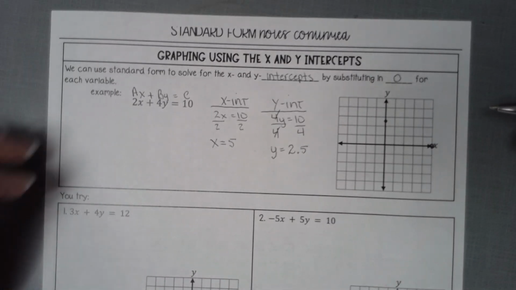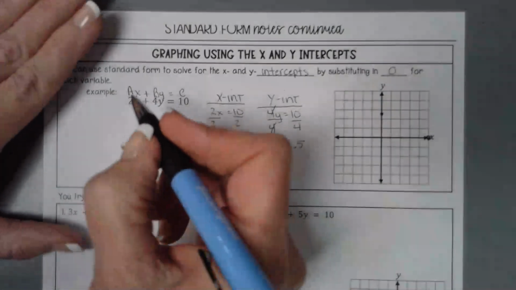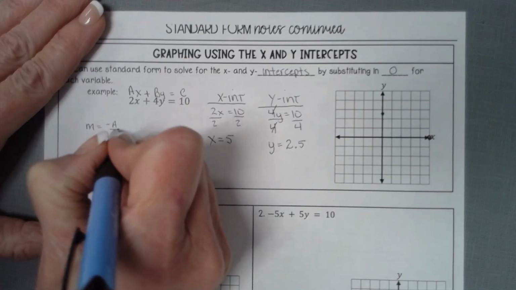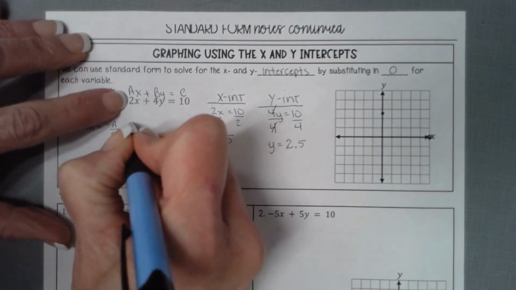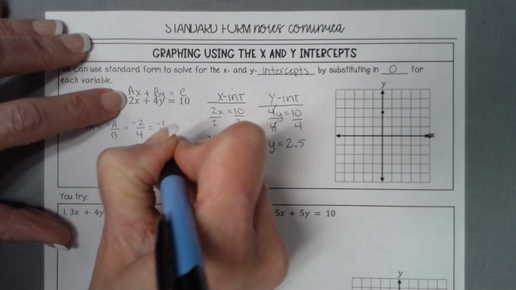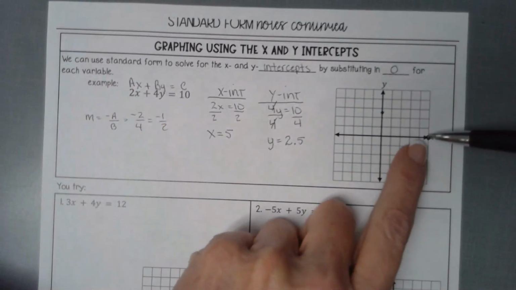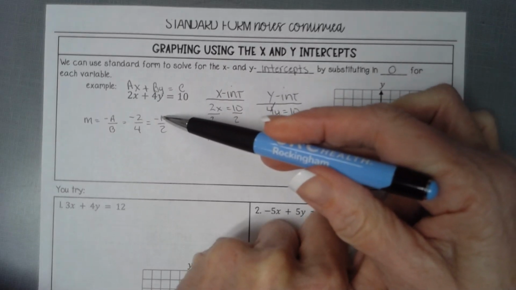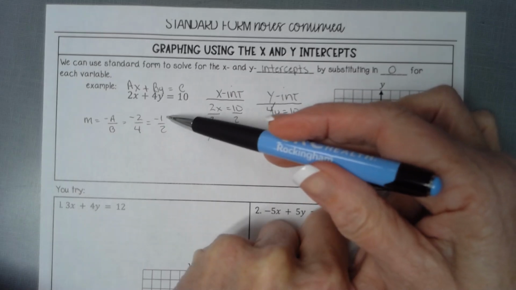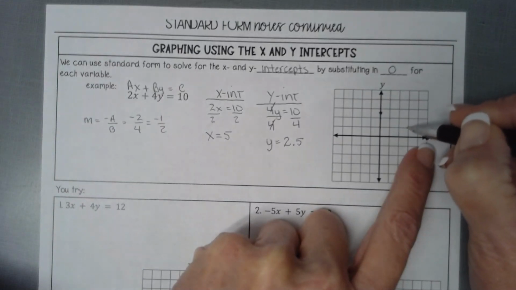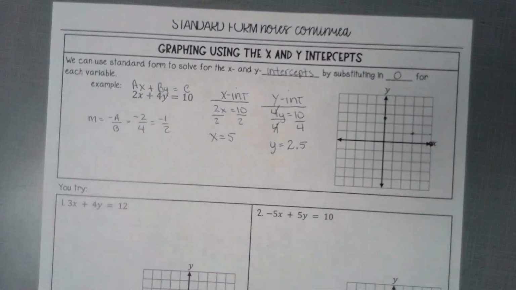Also keep in mind, you don't have to, but you could find the slope. Remember, the slope is the opposite of A over B, so that's going to be -2 over 4, which is -1/2. So you could also plot your x-intercept, and then you could go either down 1 right 2 or up 1 left 2. So you could use your slope as well.